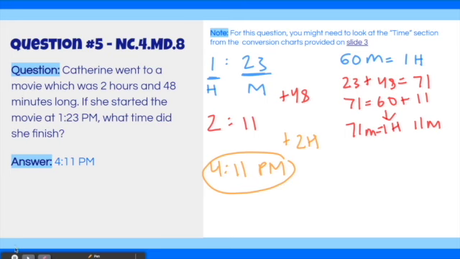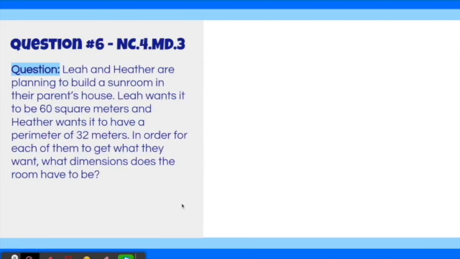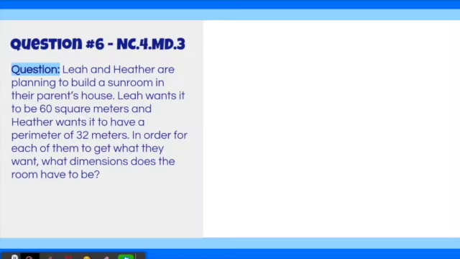Okay, on to question 6. Question number 6. Leah and Heather are planning to build a sunroom in their parents' house. Leah wants it to be 60 square meters, and Heather wants it to have a perimeter of 32 meters. In order for each of them to get what they want, what dimensions does the room have to be? Okay, so pause the video here if you need more time to figure this question out. The answer to this question is 6 meters by 10 meters.